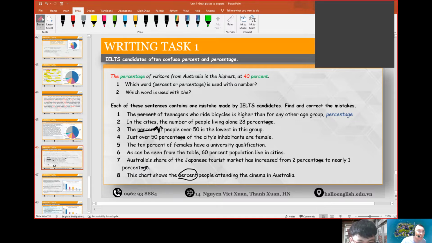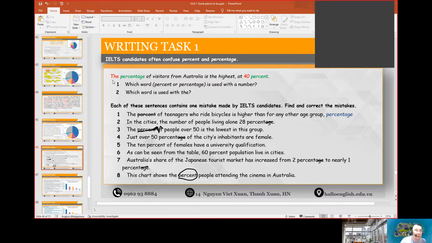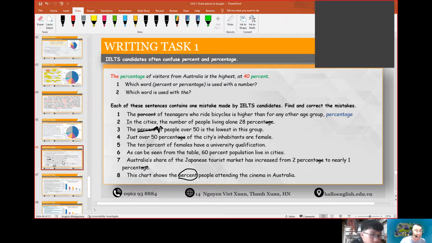Okay, very good. Now I want you to remember how to use the word percent, because most of the candidates who take the real IELTS exam sometimes get confused in using percent and percentage. Actually, in the IELTS writing task, you are going to do a lot of writing specifically using charts and graphs. There would be a lot of questions like that.